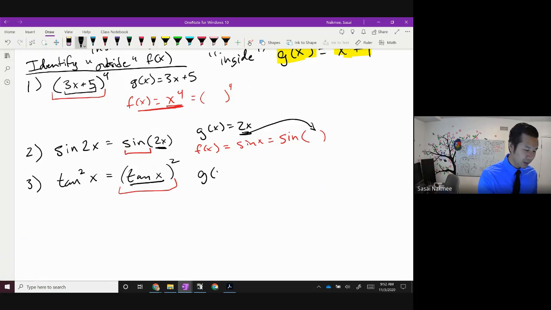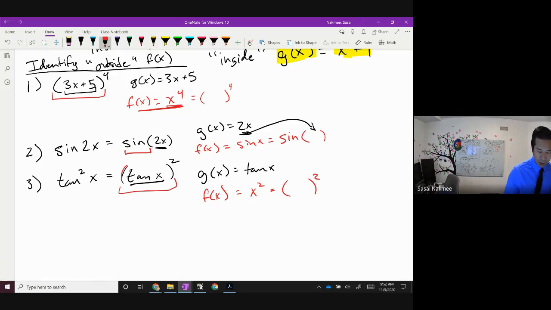So I have here g of x is equal to tangent of x. And then I have here f of x is equal to x squared. But again, I'm going to write it like this, which is some stuff squared, which actually makes it a little bit easier to see your outside function. Do you guys see that?